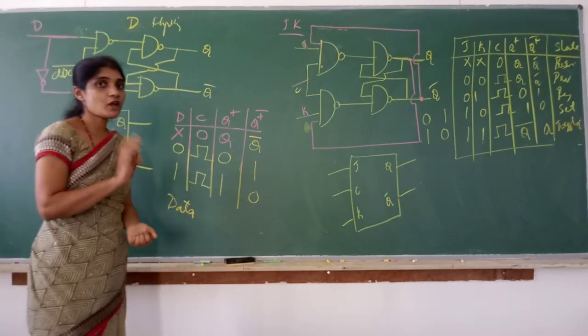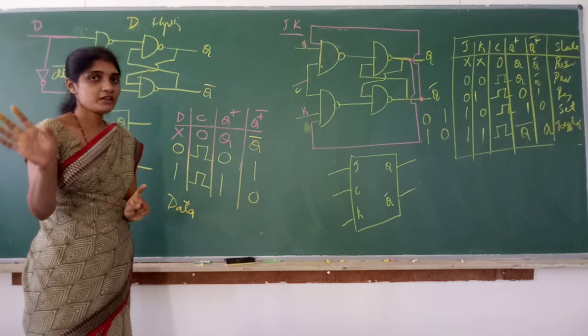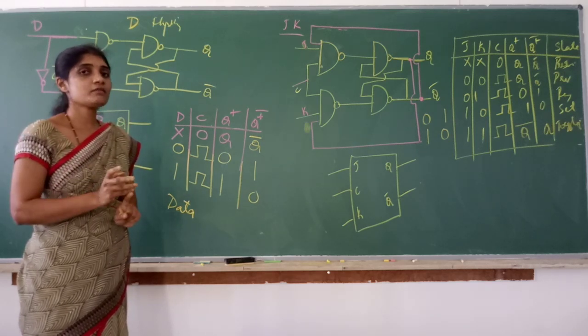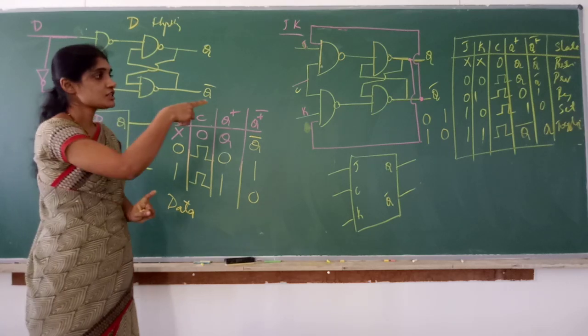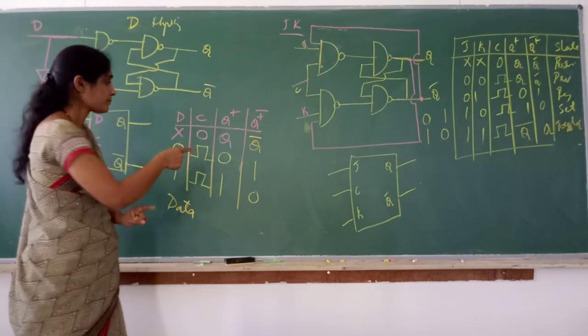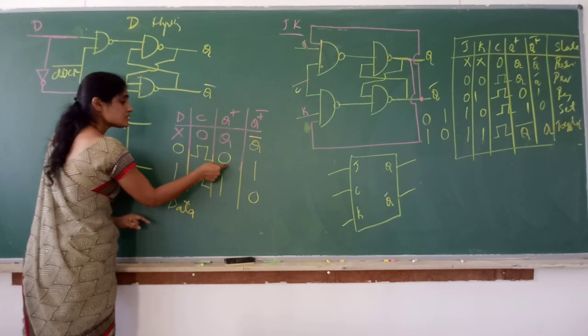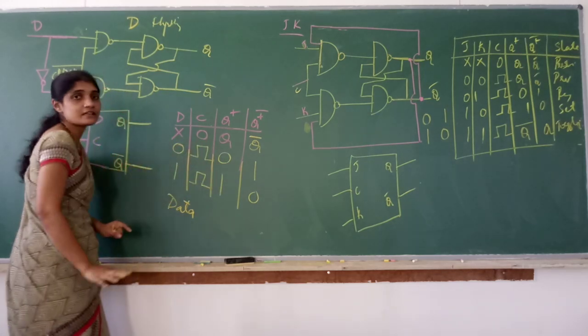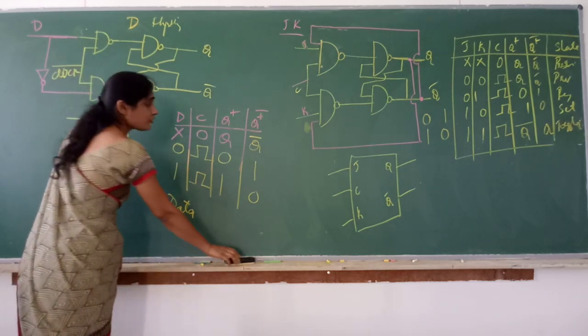SR flip-flop, JK flip-flop same: 0 0 previous state, 0 1 is 0, 1 0 is 1, and 1 1: SR flip-flop undefined, JK flip-flop toggles, Q bar. D flip-flop: D 0, flip-flop will store 0; D 1, flip-flop will store 1. So it's called data flip-flop. So this is the third flip-flop we have.